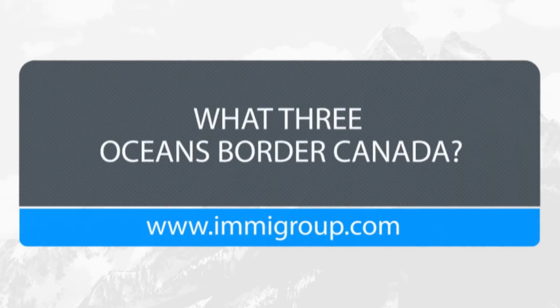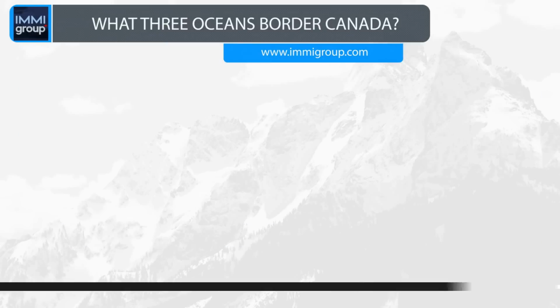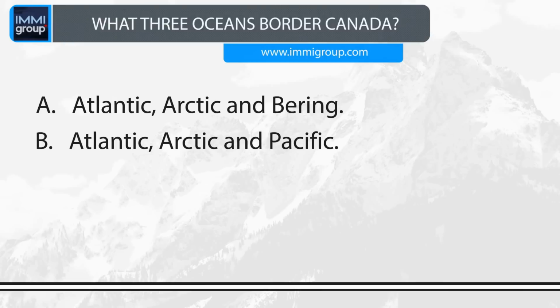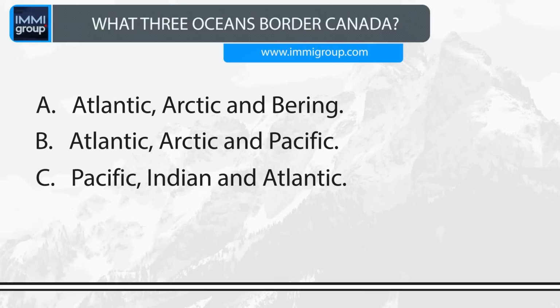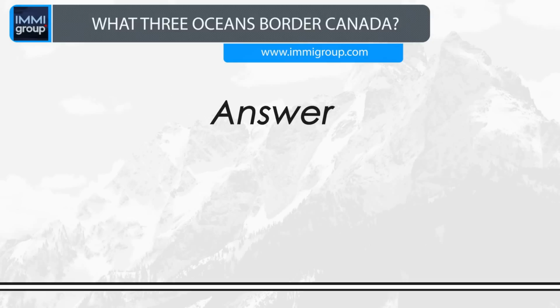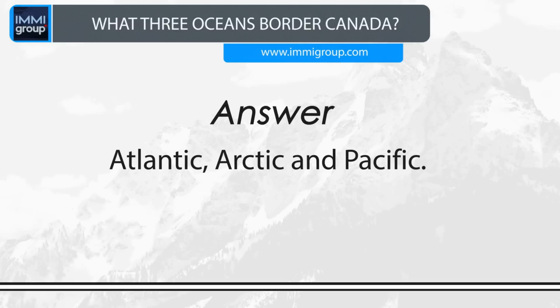What three oceans border Canada? A. Atlantic, Arctic and Bering. B. Atlantic, Arctic and Pacific. C. Pacific, Indian and Atlantic. D. Hudson, Pacific and Atlantic. Answer: Atlantic, Arctic and Pacific.